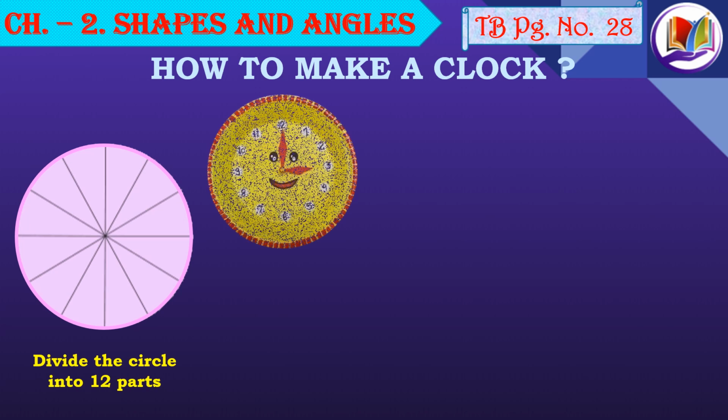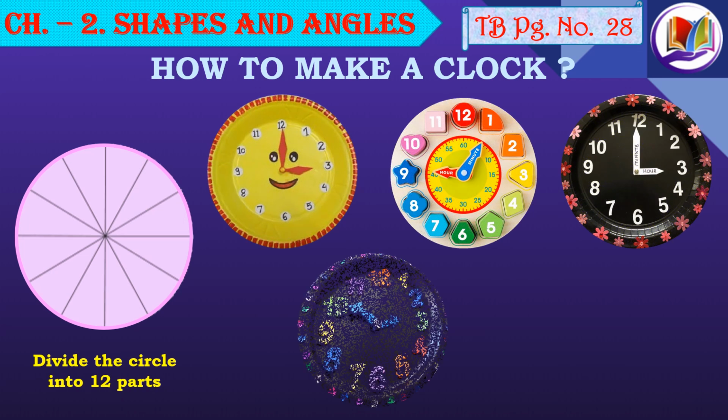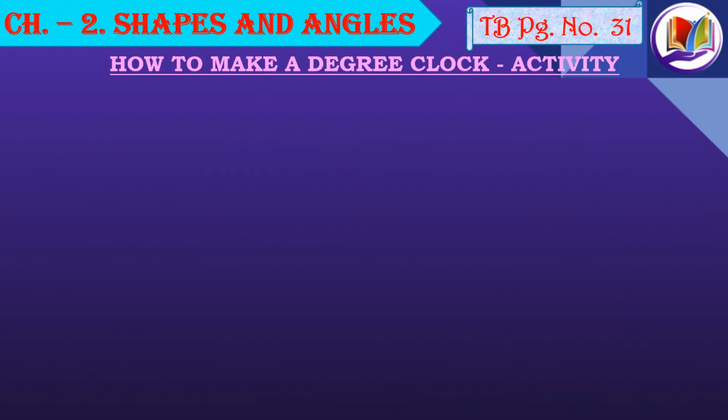For that, first you need to take a circle, divide it into 12 parts, and then based on your imagination, you can try and make it look as attractive as possible. Here I have shown a few examples to you which have been done using chart paper, paper plates. You can use any type of object that you feel like and try and make a clock out of it and mark the angles formed by them.